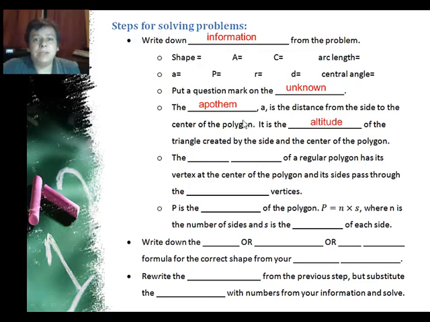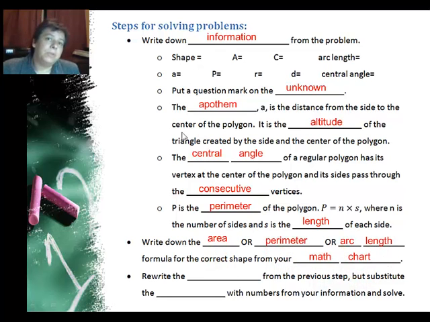Now, the apothem, as I said before, A, is the distance from the side to the center of the polygon. It's the altitude of that triangle that you're creating with the central angle. The central angle of a regular polygon has its vertex at the center, and then it connects to 2 consecutive vertices. It doesn't skip any vertices on the edge. And the P stands for the perimeter of the polygon. That's pretty easy to find. You just take the length of each side times the number of sides, and you'll get the perimeter.